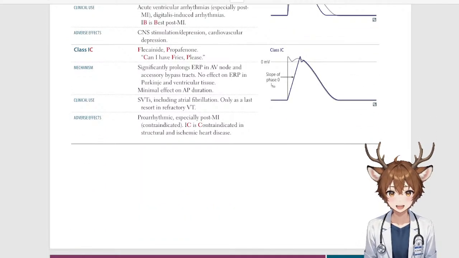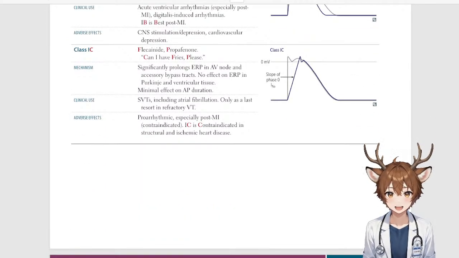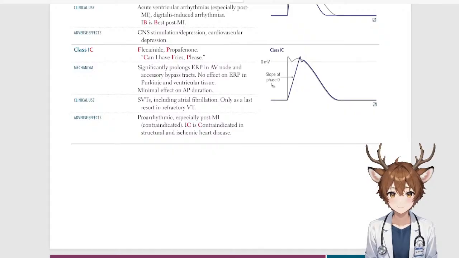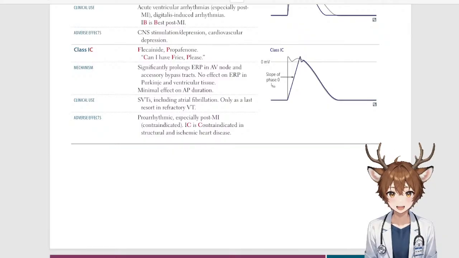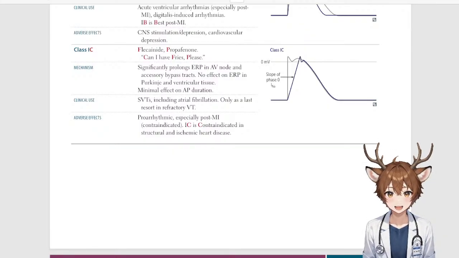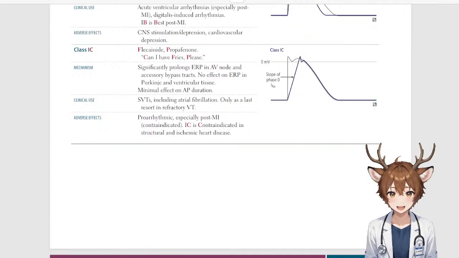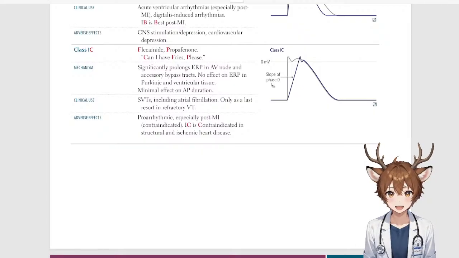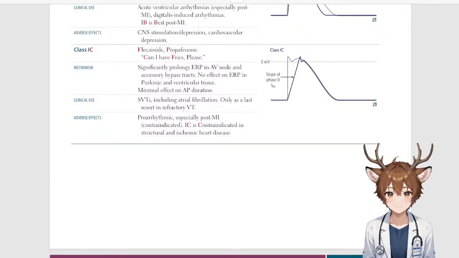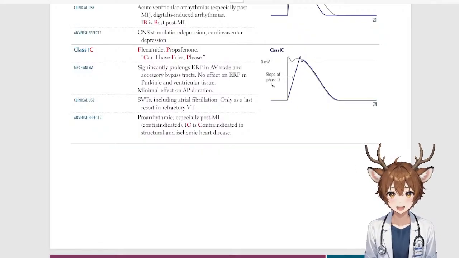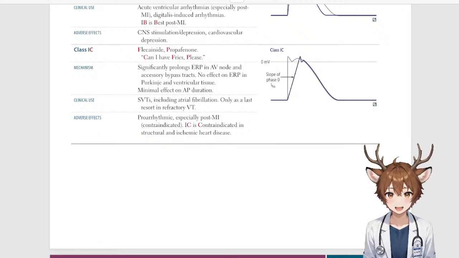Let's talk about class 1C. Class 1C: flecainide, propafenone. Can I have fries, please? Okay, whatever floats your boat. Mechanism for class 1C sodium channel blockers: strong sodium channel blockade, significantly prolongs the ERP in the AV node and accessory bypass tracts. No effect on the ERP in Purkinje and ventricular tissue. So it's very heavily on the upper part of the heart, while B is very focused on the lower part of the heart. It has minimal effect on AP duration.